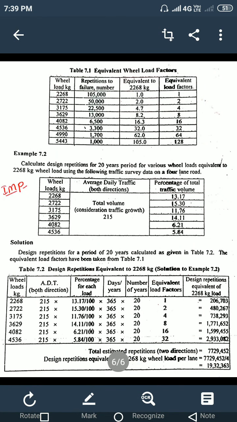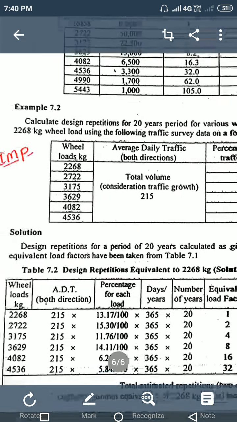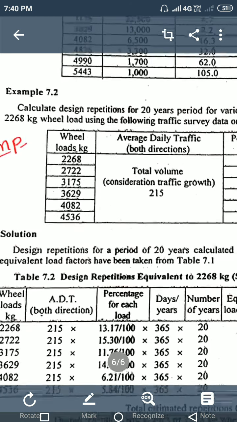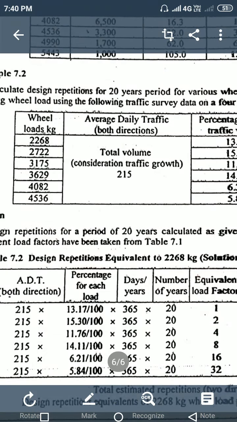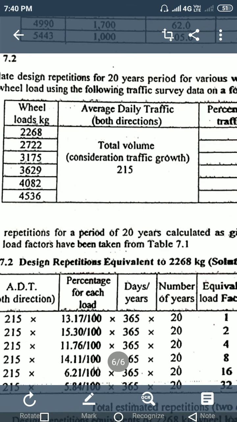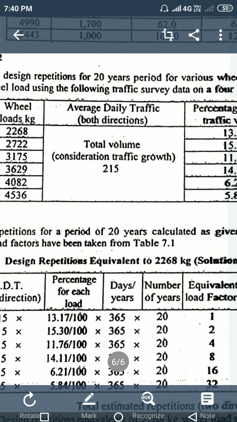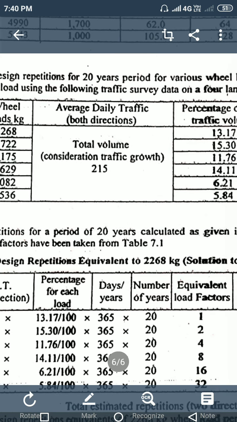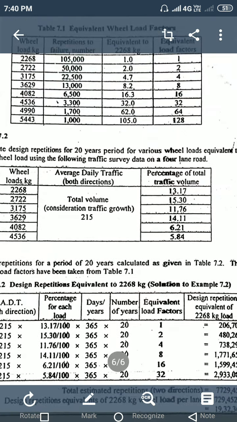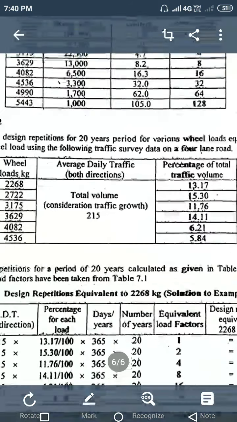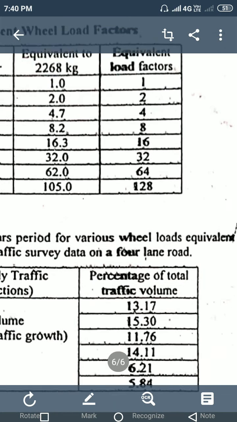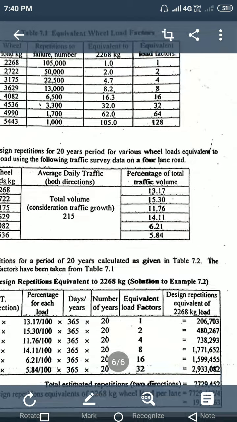The average daily traffic in both directions is given, you just write it, and the percentage of each load is given, convert the percentage to decimal. For 1 year we are having 365 days and the total design life they have given as 20 years. And this equivalent load factor you must choose from the table, that is Table 7.1, where you are having the equivalent design load factors. So you can choose the equivalent design load factors from here.